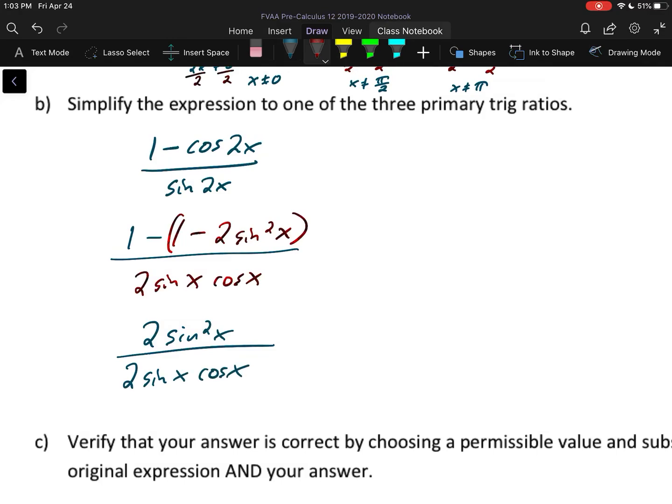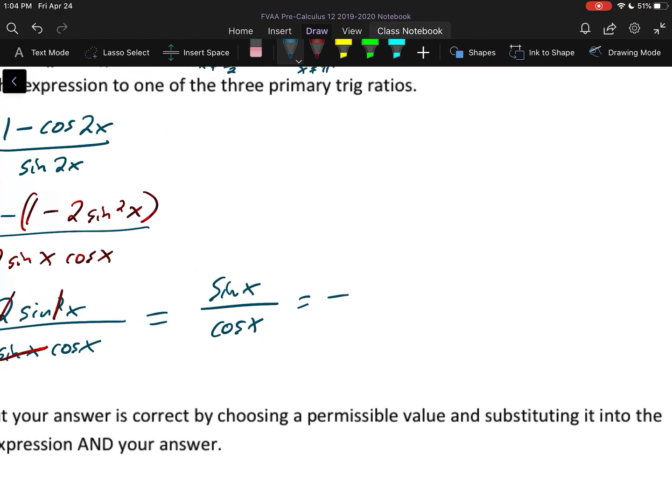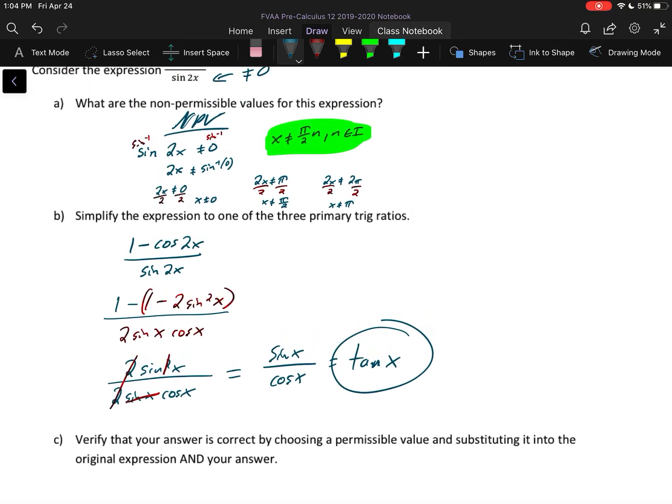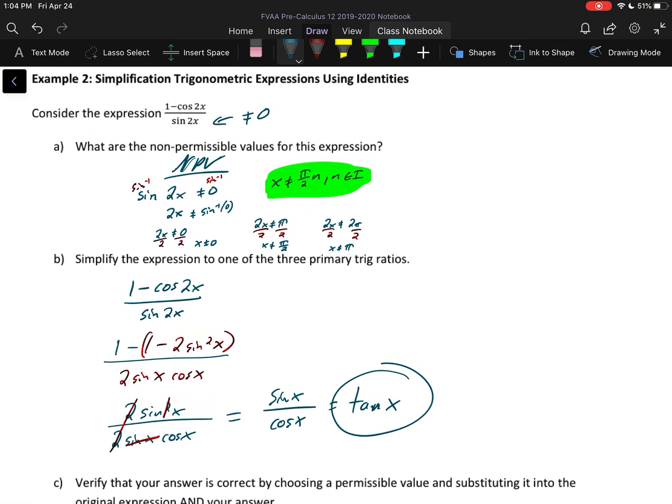Now I can cancel some things out in this situation. So the 2's cancel out here. The sine squared x, you need to see this as sine x times sine x. And so the sine x cancels out the squared, and that leaves me with sine x over cos x, which would be equal to tan x. And that would be your final simplified answer for this trig identity or expression that they gave us.